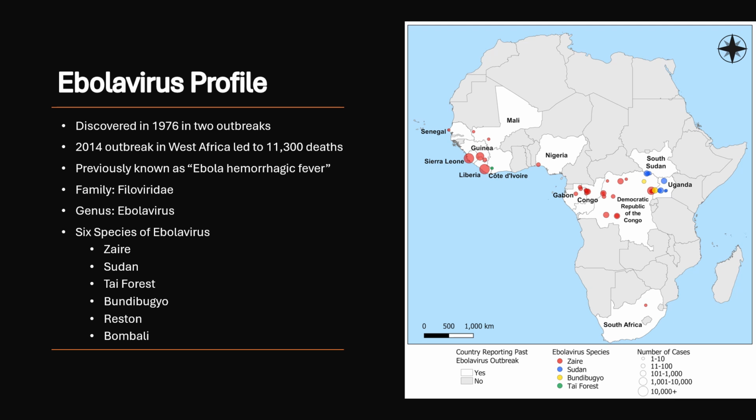There are some scientific words here that are used to classify the Ebola virus with its family and genus, which are both just words to classify it. There are actually six different species of Ebola virus. Four of them, you can see on this map here, have caused different outbreaks in different areas of sub-Saharan Africa.